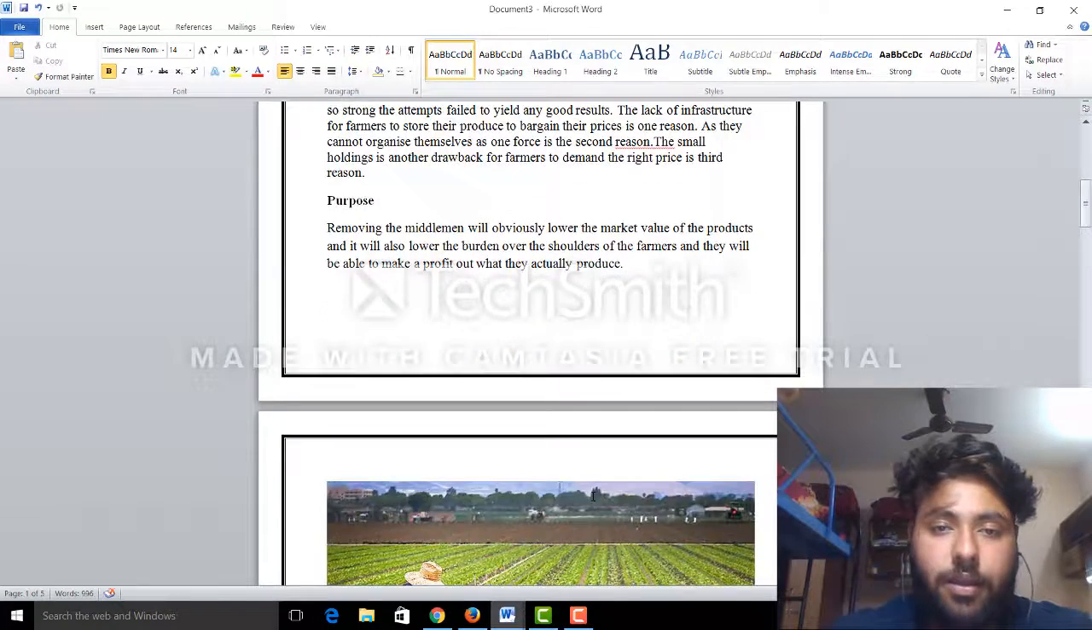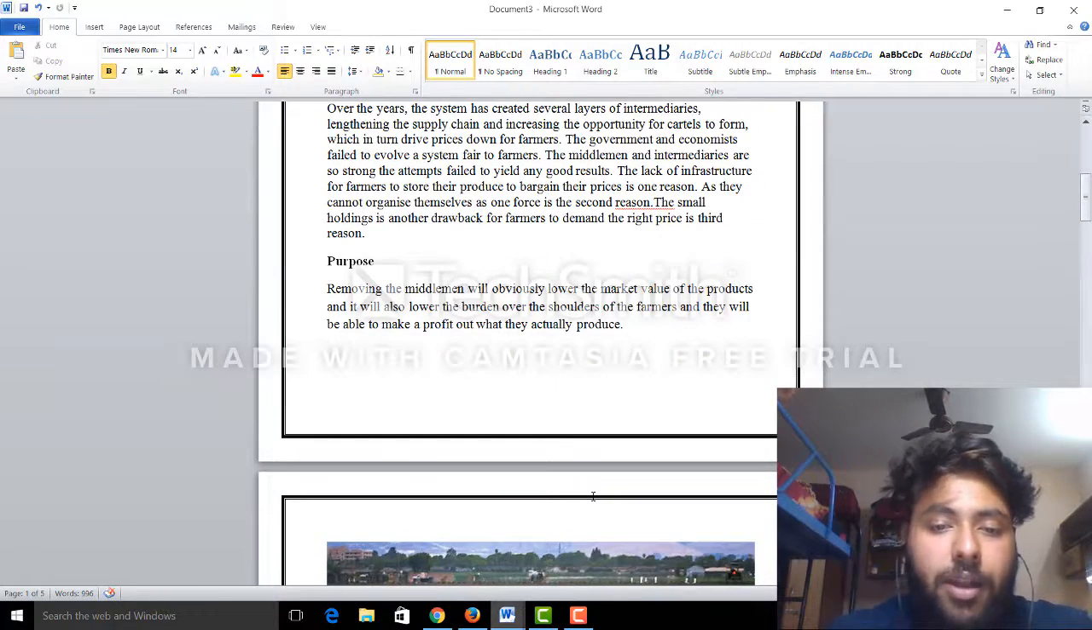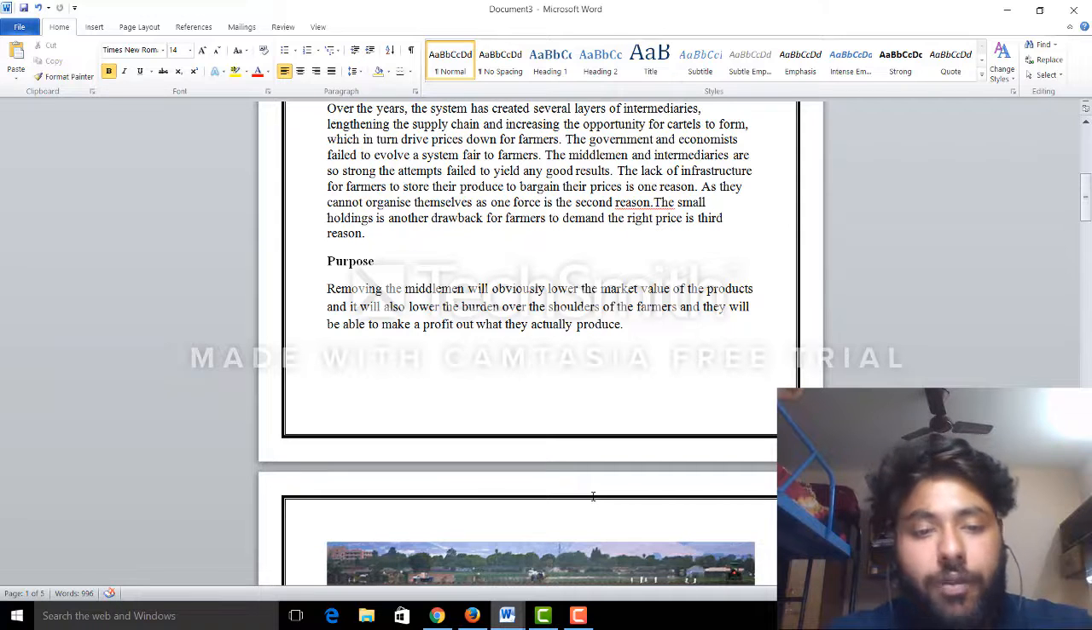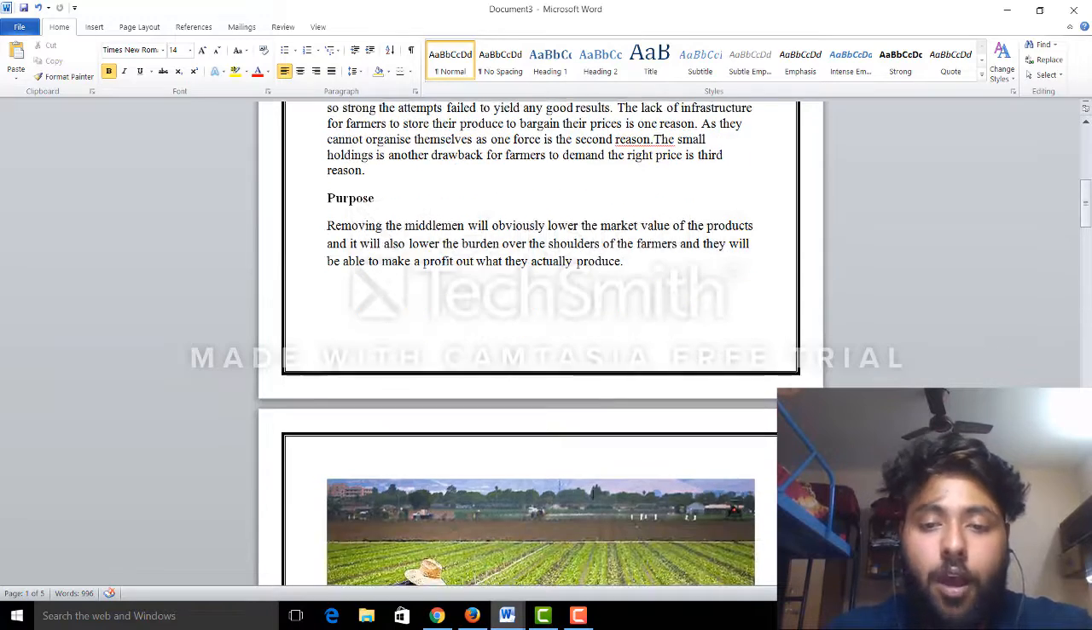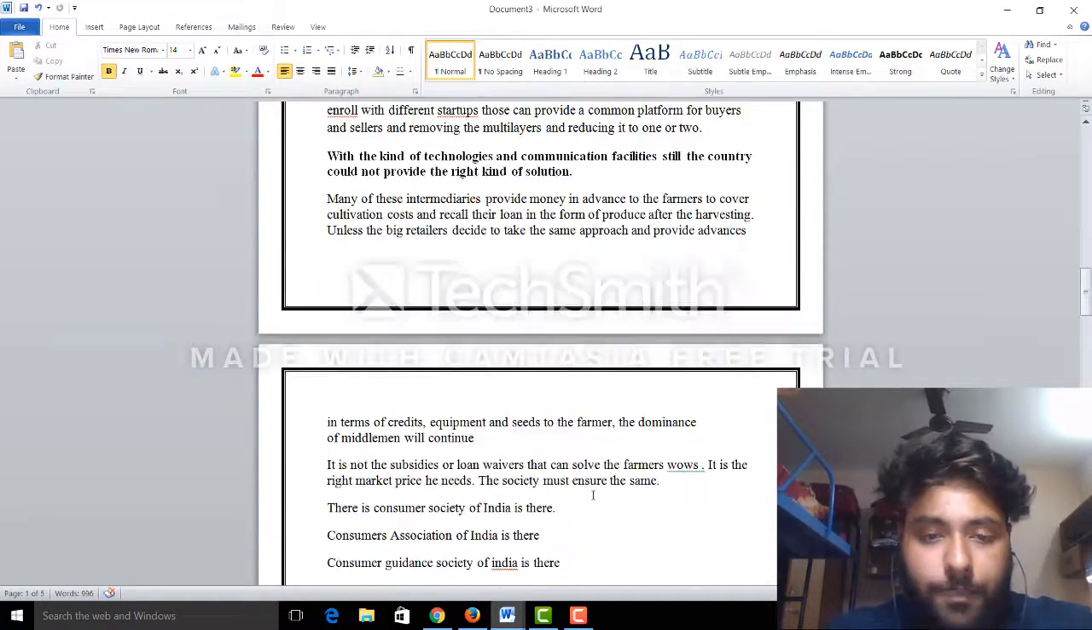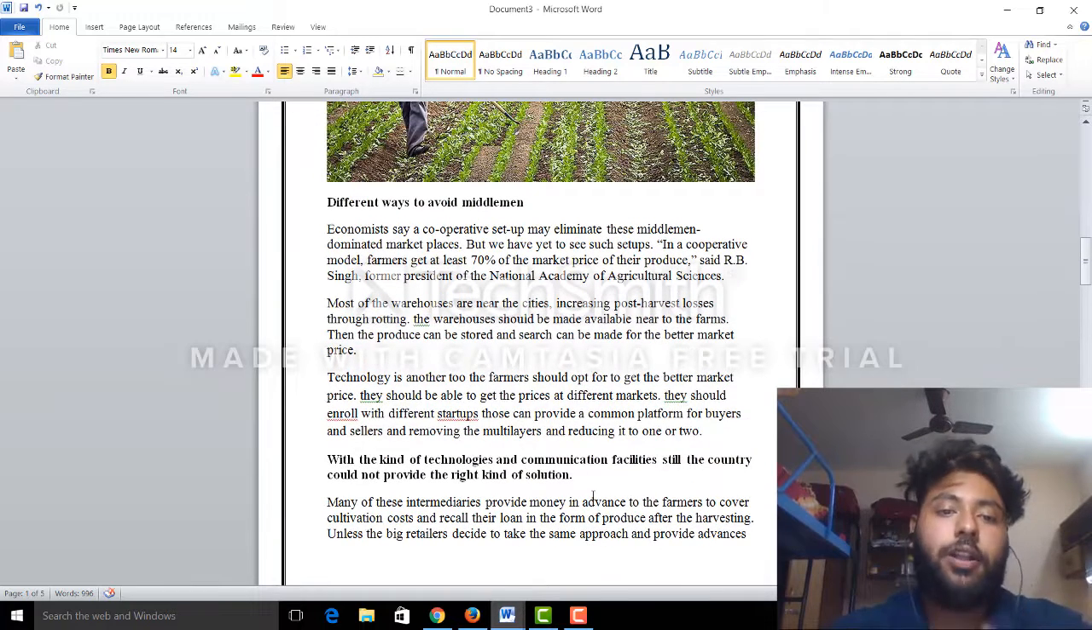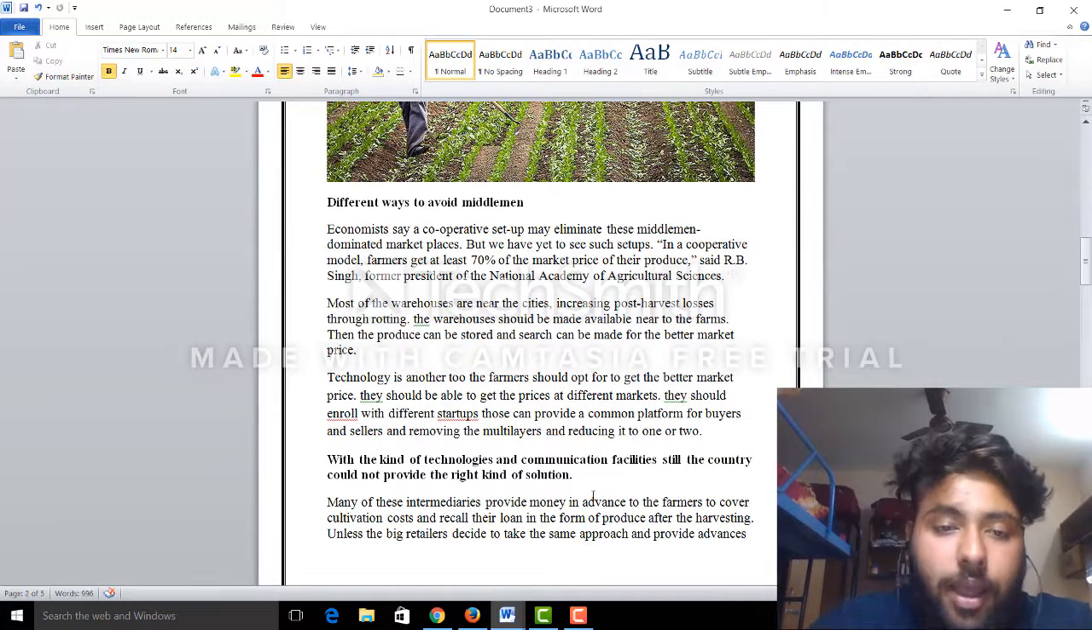So what is the purpose of this idea? Removing the middleman will obviously lower the market value of the products, and it will also lower the burden on the shoulders of the farmers, and they will be able to make a profit out of what they actually produce. So, the different ways to avoid the middleman.